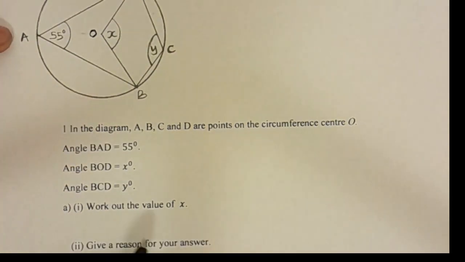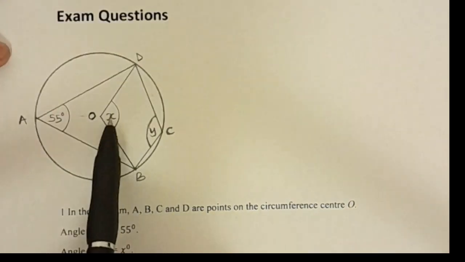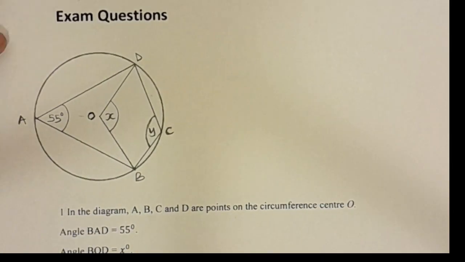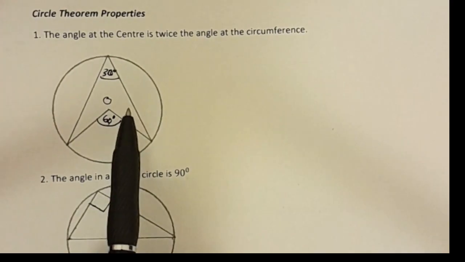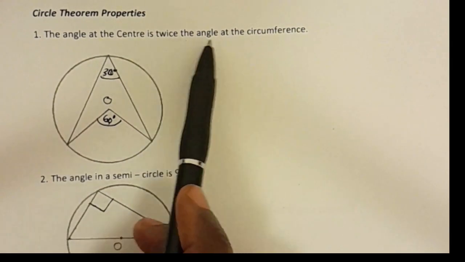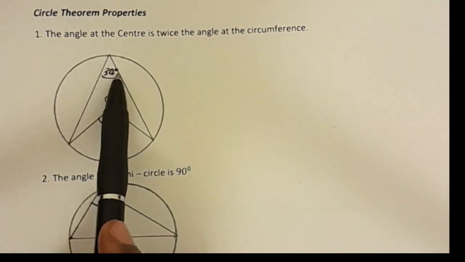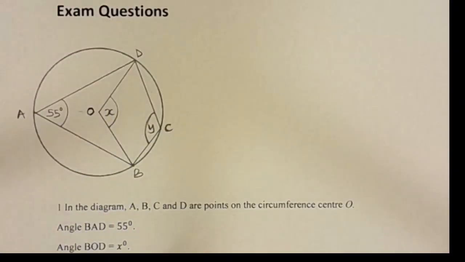The first question says, work out the value of x. So we are being asked to find the value of x. Now, when you look at this x, what circle theorem are you going to use in order to find the value of x? We're going to use this theorem here. The theorem that says the angle at the center is twice the angle at the circumference. Okay, so that's the theorem that we're going to use.